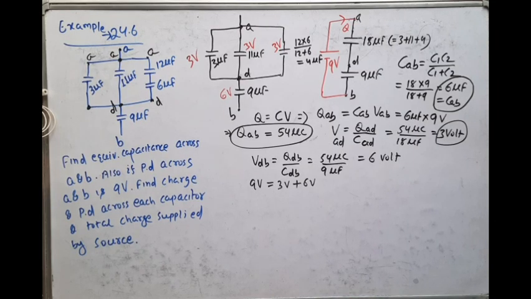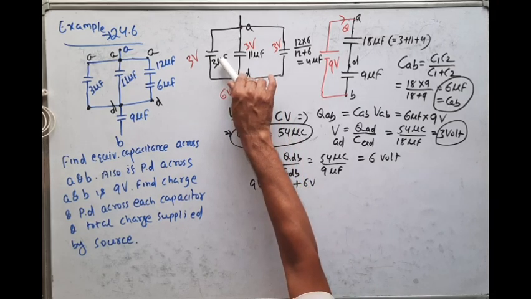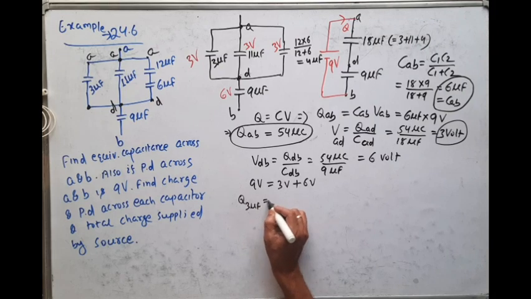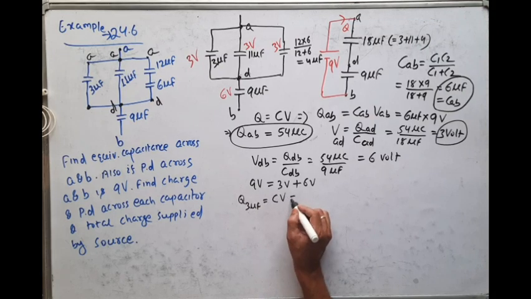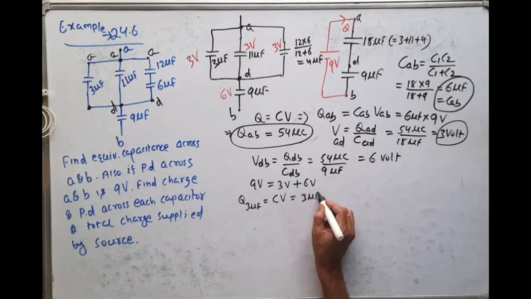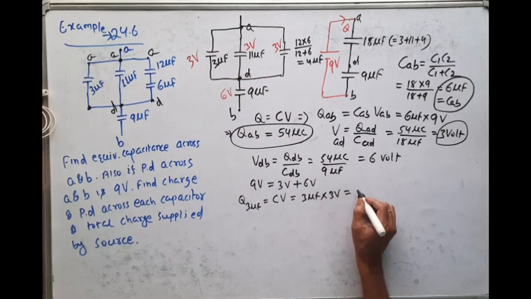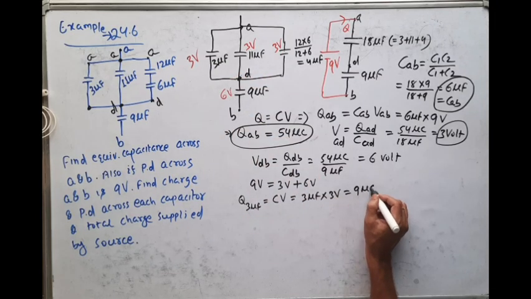Okay. So now we have to find the charge across each capacitor. So first you find what is the charge across the 3 microfarad capacitance. Charge across 3 microfarad capacitance is equal to CV. Q is equal to CV. So what is the capacitance here? 3 microfarad into what is the voltage across this capacitor? 3 volt. That is equal to 9 microcoulomb.